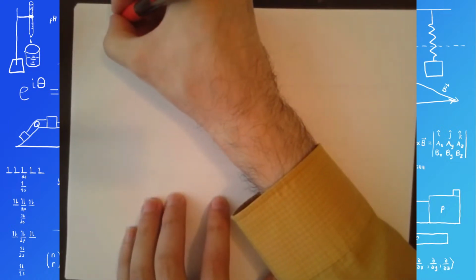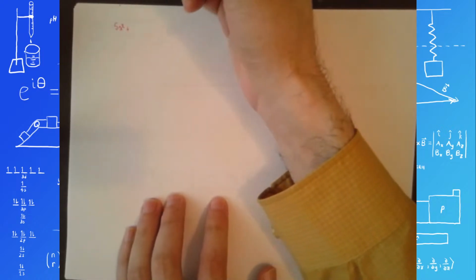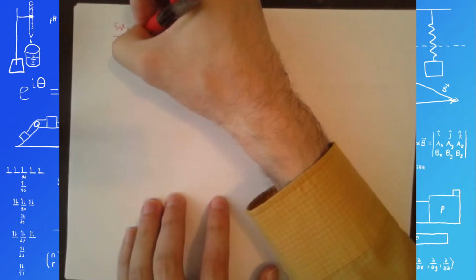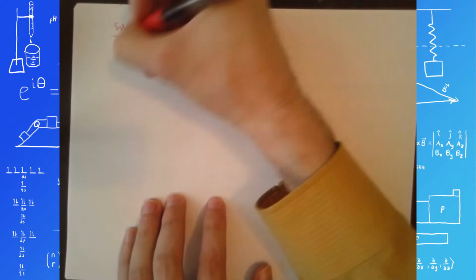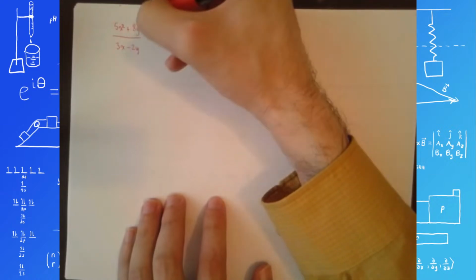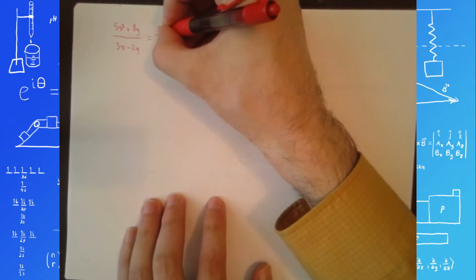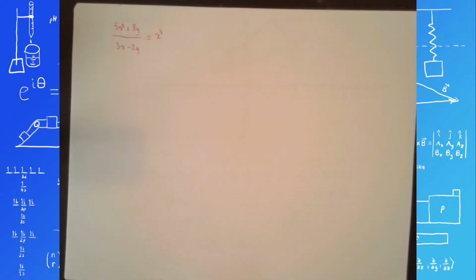5x squared plus 8y over 3x minus 2y equals x cubed. Solve for y. We need to solve this for y.